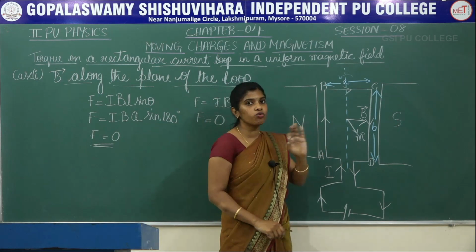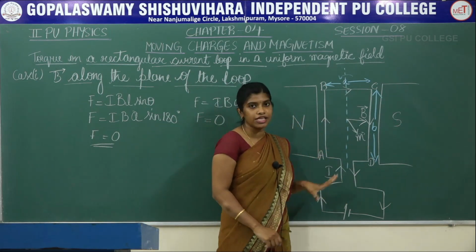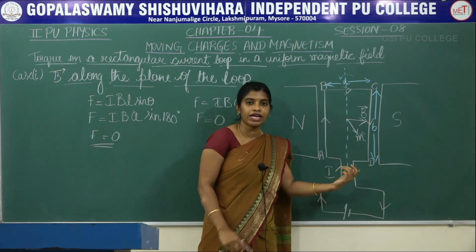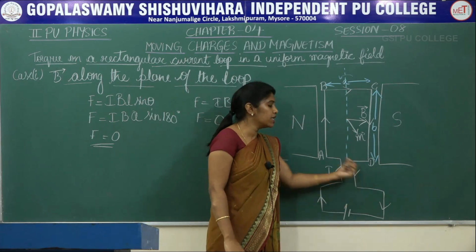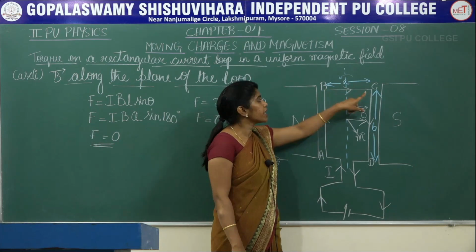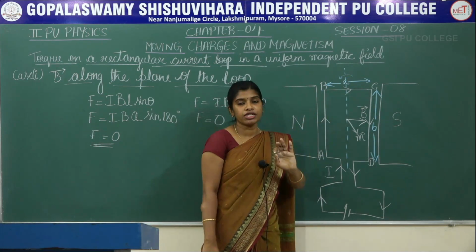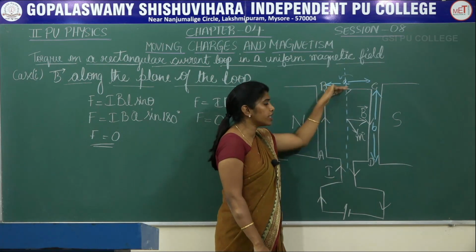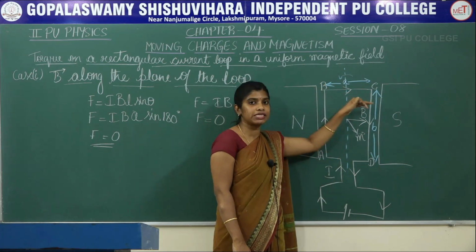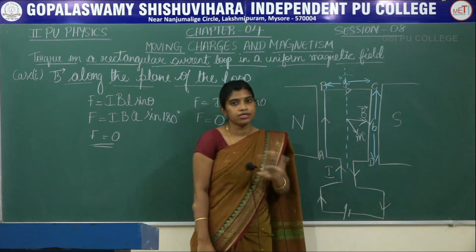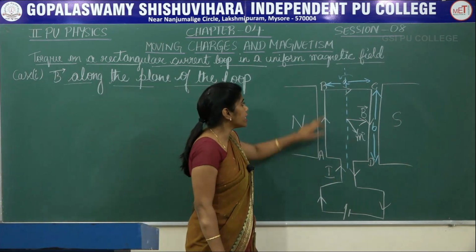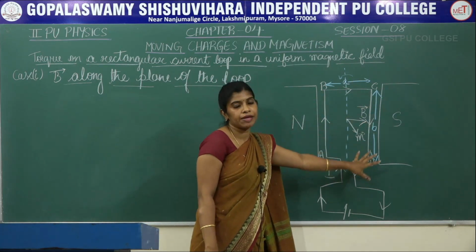Therefore, no need to worry about the sides AD and BC here, because in case of AD, the magnetic field is making 180 degrees with the length element, and in case of BC, the magnetic field is making angle 0 with the length element. Therefore, the force on these two sides, AD and BC, will be 0. Now let us see what will be the force on AB and CD.